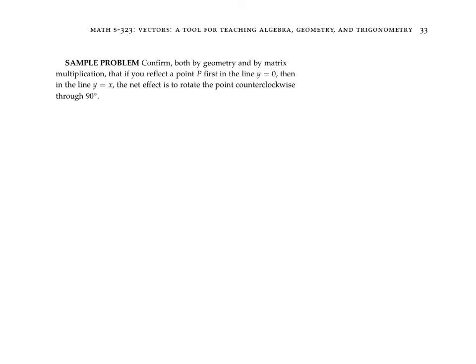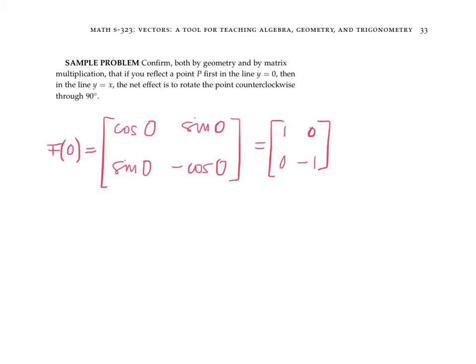So let's write down these two reflection matrices. A reflection in the line y equals 0, well, what is the angle theta that the line y equals 0 makes with the x-axis? That's right, 0. So we want to write down the entire reflection matrix where theta is 0. Take a moment and do that. Here we go. We're left with 1, 0, 0, negative 1.